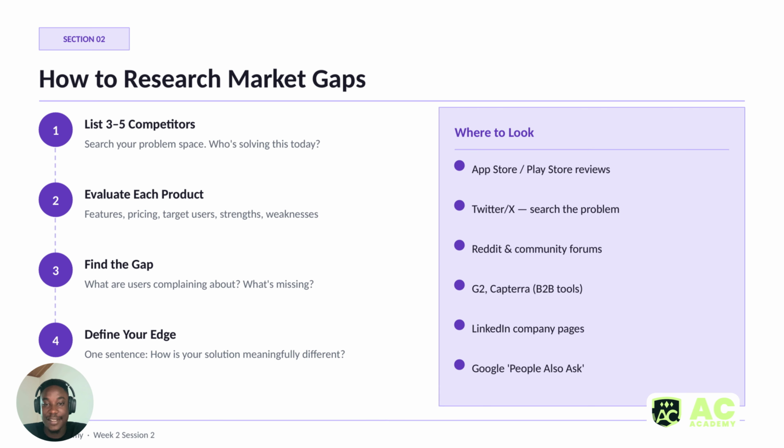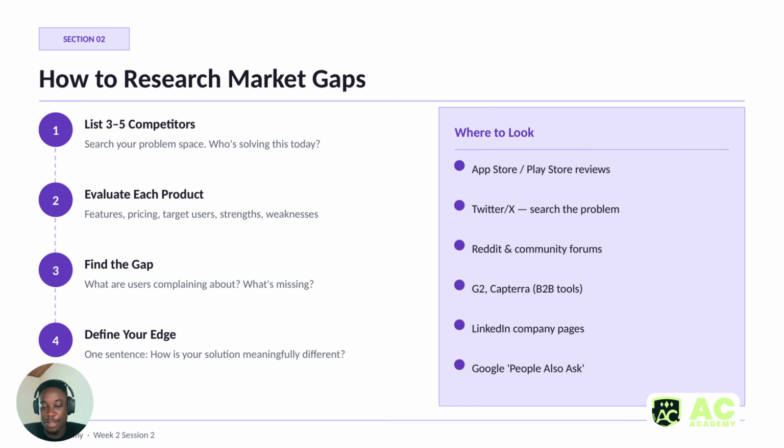Once you have done that, you look for the gap, you look for the space. Then you read app store reviews, you search the problem on Twitter, and you dig into Reddit threads and community forums. You look everywhere possible at people's opinions, because people are actually very honest online about what frustrates them. That frustration is your signal.